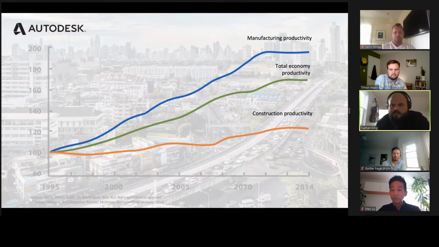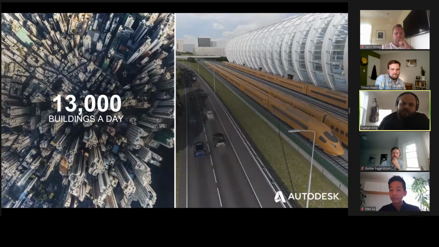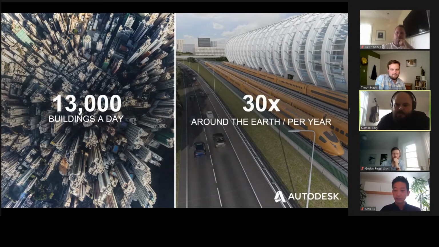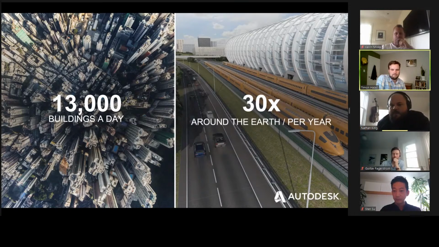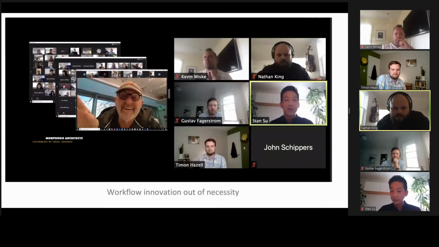Kevin shared a similar slide, so I'm just going to reiterate that we've got to figure out a better way to innovate in construction so that we can meet an increased demand that is estimated to require about 13,000 buildings a day between now and 2050, and enough transportation infrastructure to wrap the Earth 30 times per year to meet population demand. Right now, we're in this kind of weird situation.